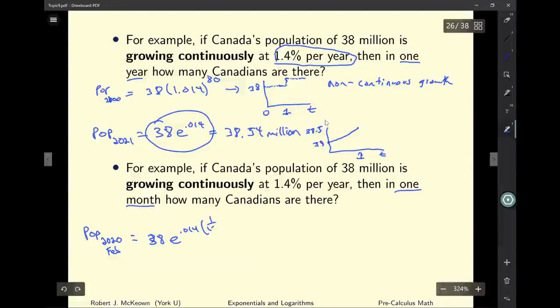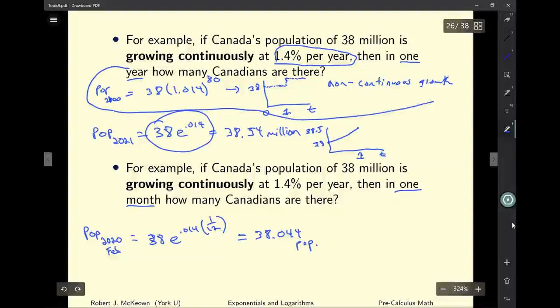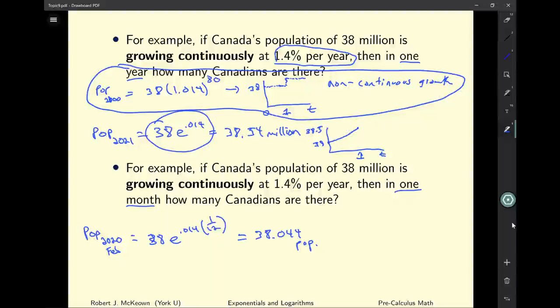Times 1 over 12. And the answer is going to be 38 million and 44,000 people. So that's kind of neat. That's something we can do with the natural exponential function that we couldn't do as easily with the function I showed you before, our regular exponential function, where we had the growth rate to the power of the number of time periods.